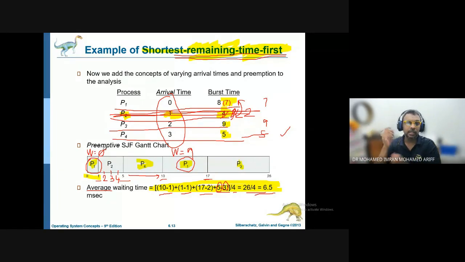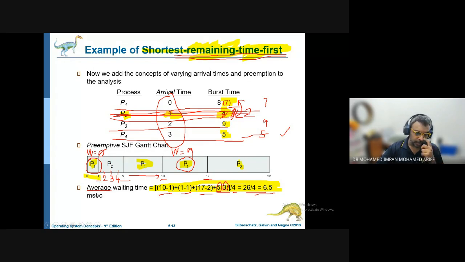Preemptive means that if a process is being processed, and suddenly another process comes in and its job or processing time is short, the current process will go out and the new process will go in. So in this diagram here, P1 comes in first. P1 gets processed for one second. So at time number one, it stops for a moment and checks.